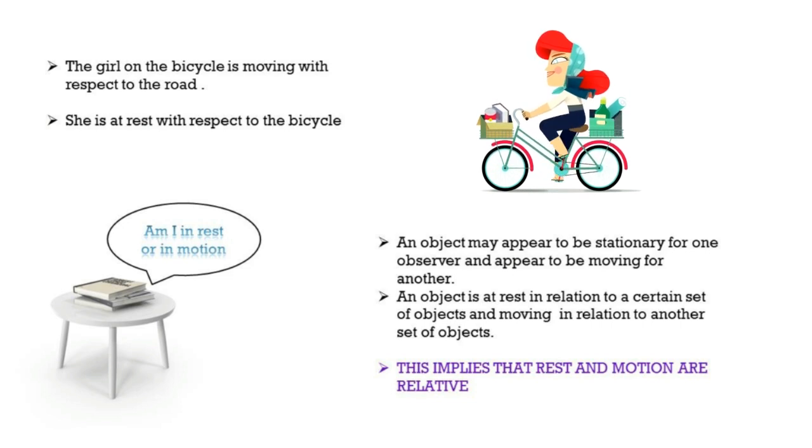Therefore, from the point of view of the ground on which we stand, the book is at rest. Similarly, while traveling in a speeding bus, we feel that the poles and trees seem to move backwards and the things inside the bus are stationary. So, an object may appear to be stationary for one observer and appear to be moving for another. An object is at rest in relation to a certain set of objects and moving in relation to another set of objects. So, this implies that rest and motion are relative.